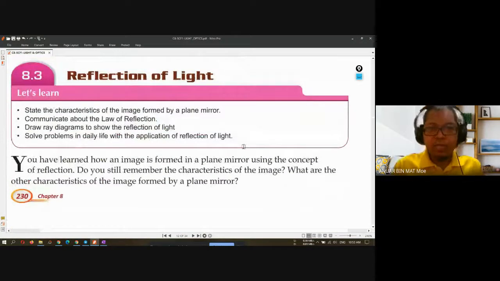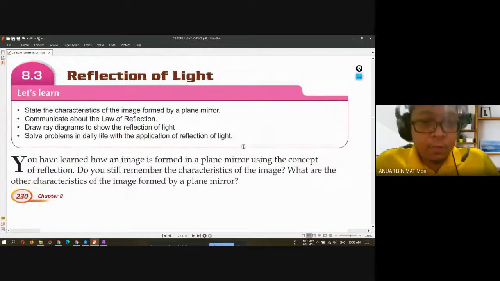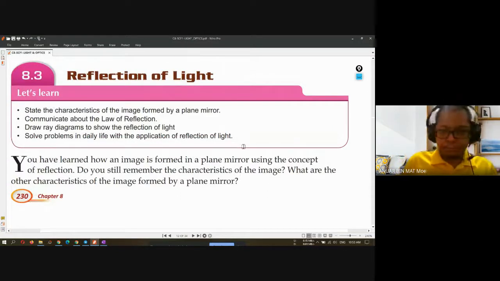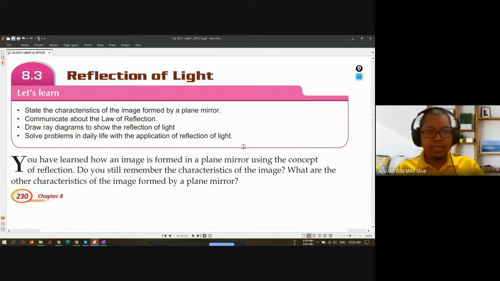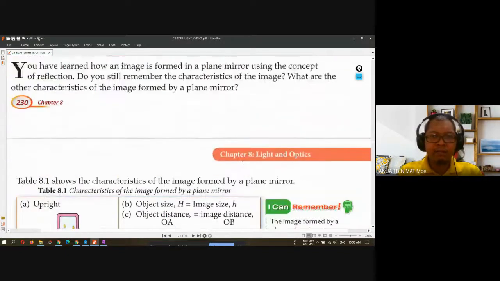All right. So today 8.3. Can we continue 8.3? Yes. Okay, very easy. I will go very fast. So this is the reflection of light. So what is the reflection of light?